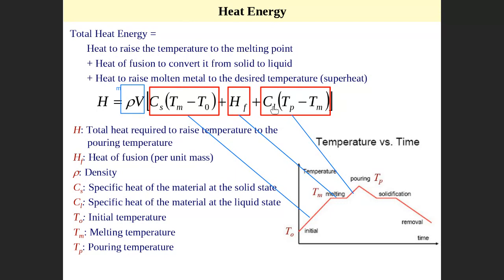So Cl is the specific heat of this material in the liquid form, because we have Cs and Cl: specific heat in solid state, specific heat in liquid state. So is the specific heat of the material in liquid state different?